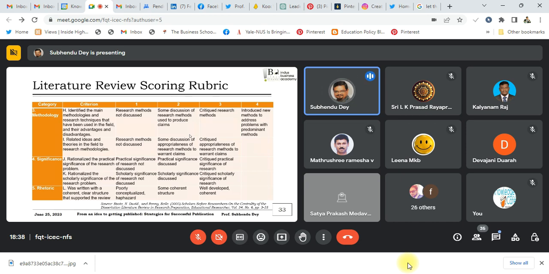However, the most vital thing that you can do is you have not only critiqued the research methods, you have also introduced new methods to address the problems. So this is kind of self-check. You can look at this, you can analyze what you have done, and based on the rubric, you will yourself be able to read as to how well your literature review has been done. So that is where the rubric will help you.